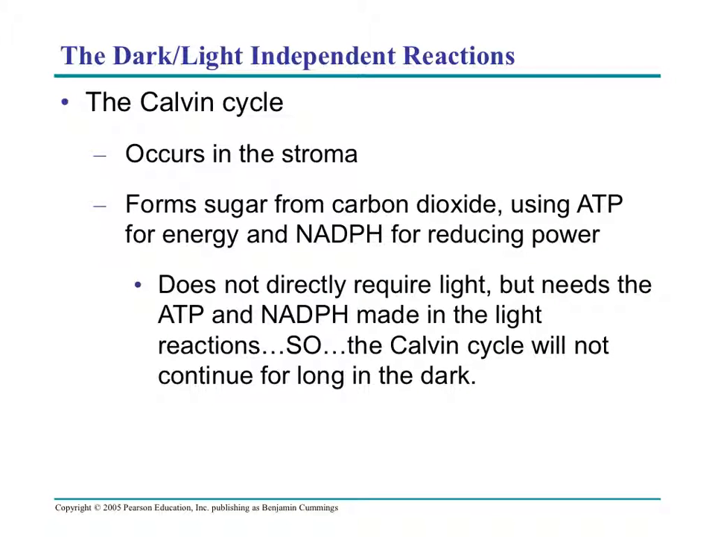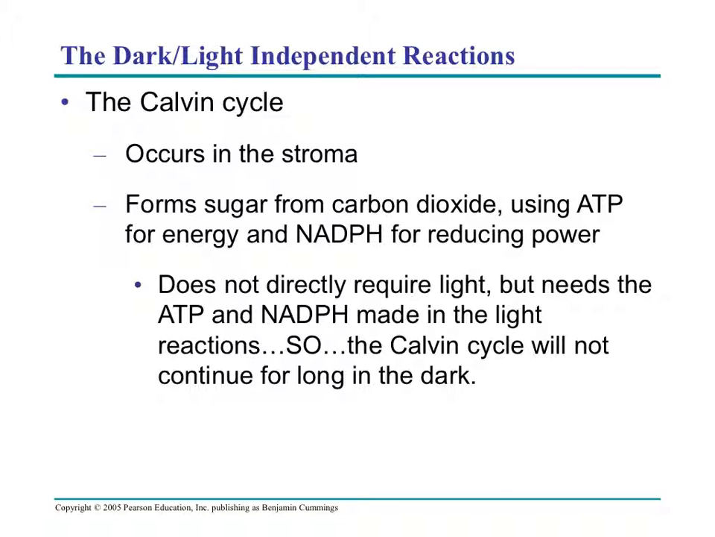Okay, we often call the Calvin cycle the dark cycle or the light-independent reaction. That is because we harvest the energy in the light reactions and we send the products of that reaction, which we now know to be ATP and NADPH, over to the Calvin cycle where we can make sugar. So this is happening in the stroma, and we need both NADPH for its reducing power and the ATP for the energy. So this does not directly require light.